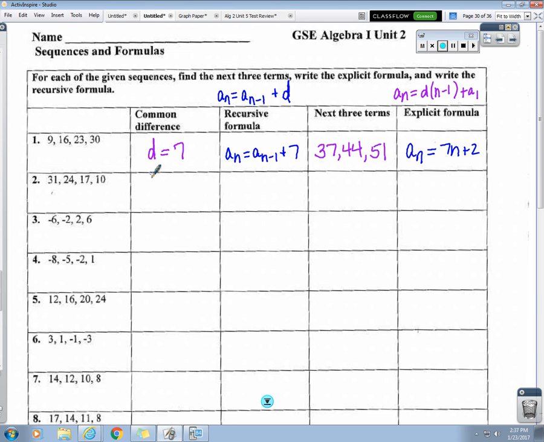Okay, so what is the common difference for number 2? -7, because to get from one term to the next, they're going down by 7. So when you write the recursive formula, it'll be a sub n minus 1 minus 7, because they're going down 7. That's simple. Minus 1.